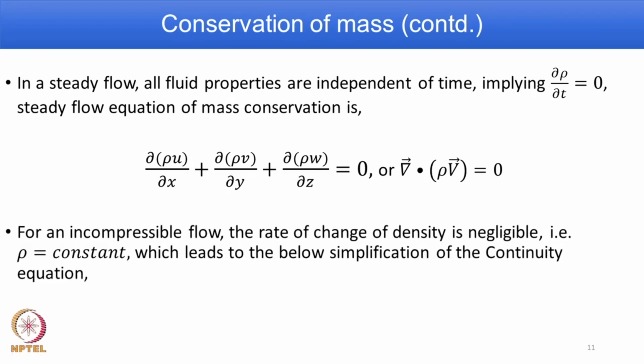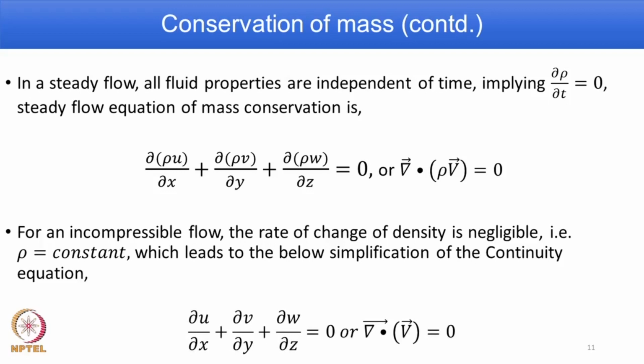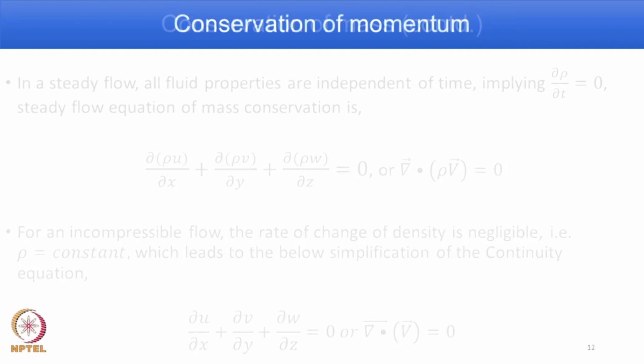Another simplification: if it is incompressible flow, we know density is a constant. So, any spatial derivative of density will not be there, and that term also is removed, and you get only the velocity components. So, dou u by dou x plus dou v by dou y plus dou w by dou z equal to 0, and in terms of vector it is del dot v equal to 0.